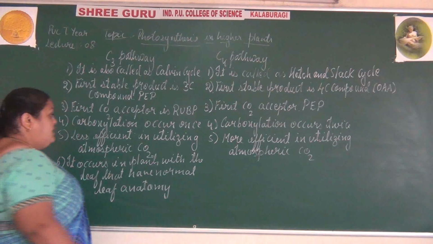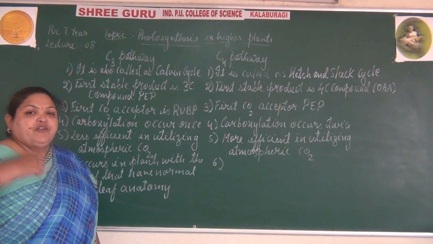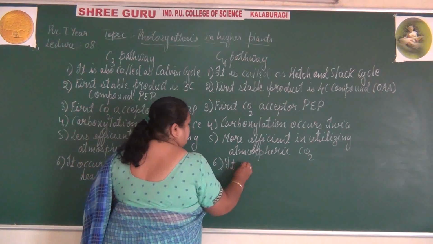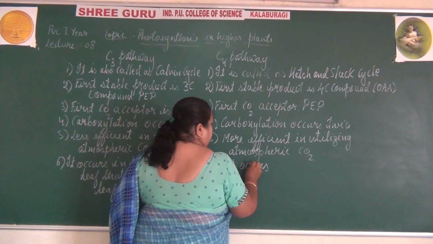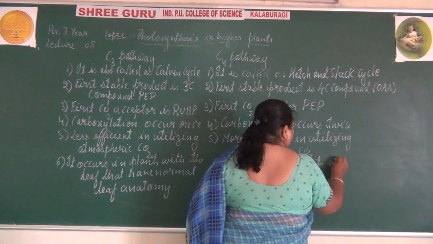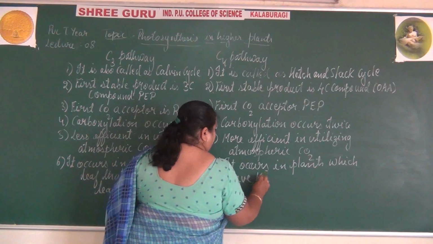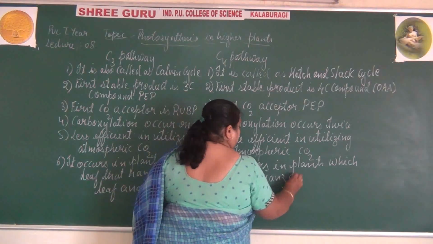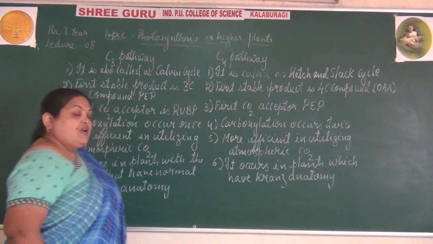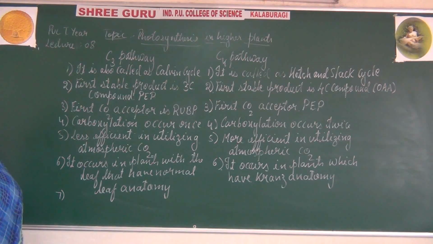Normal leaf anatomy. Why? As we have studied, in C4 plants there is a special type of anatomy known as Kranz anatomy. So C4 occurs in plants which have the Kranz anatomy.